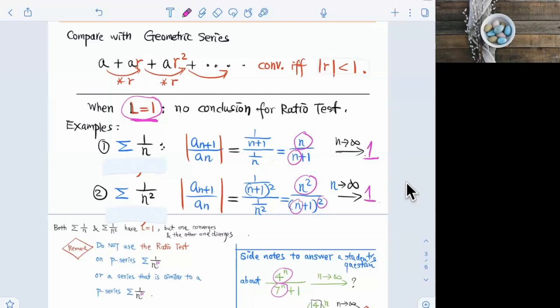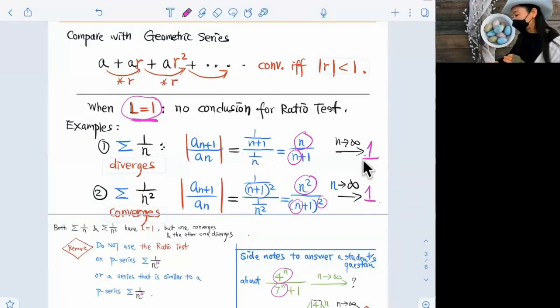So what do you know about this series? The first one, it diverges, right? What about the second one? This one converges, because of the p-series test. So both of them go to 1, but one diverges and one converges. So it doesn't tell you whether the series converges or not when the limit over here is equal to 1. So there's no conclusion. So what should we do if there's no conclusion? Use other tests.